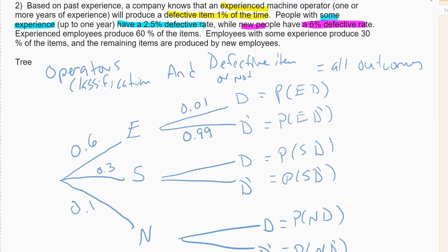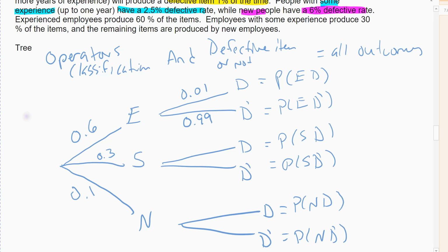Alright, so we've got the some experience, so same idea. The some experience guys will produce a defective item 2.5% of the time. So given the item was produced by somebody with some experience, that probability is 0.025. So make sure you're careful. Don't forget that it's really easy to miss that 0. Which means the probability that those with some experience produce a non-defective item is 0.975, right? That adds up to 1. So you take this minus 1, 0.975.